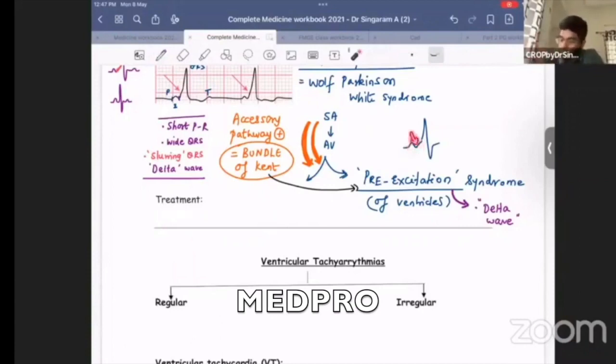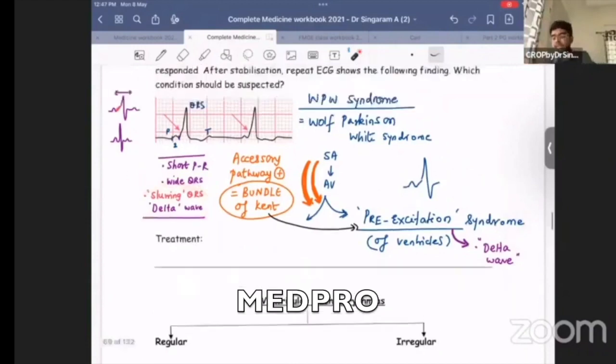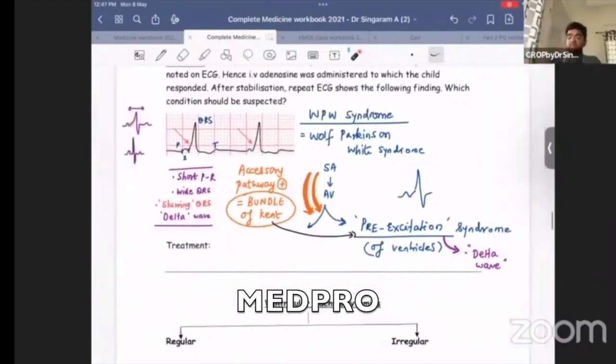Second thing is here, what is that? The initial part of the QRS is a little slurred like this. What is the slurring wave called? Delta wave. Are you able to understand this? These are the characteristic associations of Wolff-Parkinson-White syndrome, which you should remember. And of course, this is not a normal pathway.